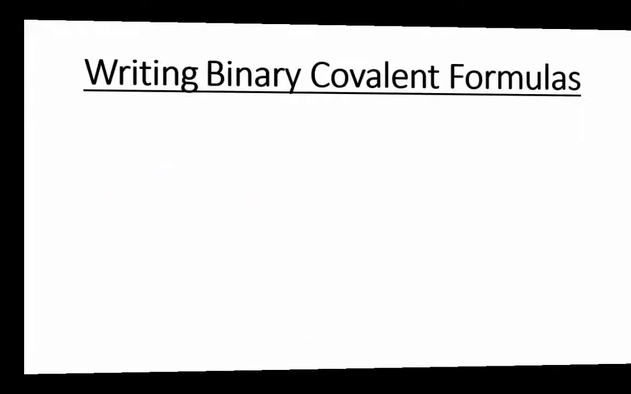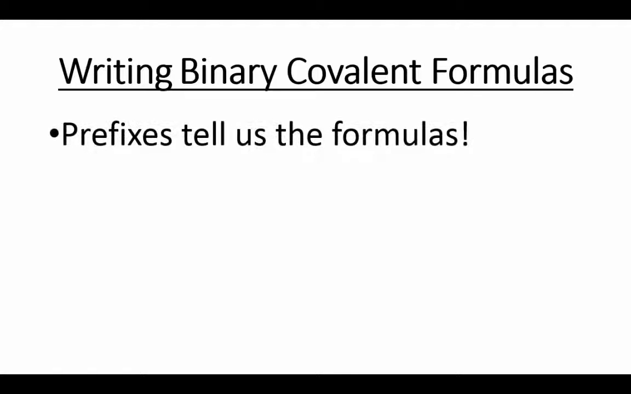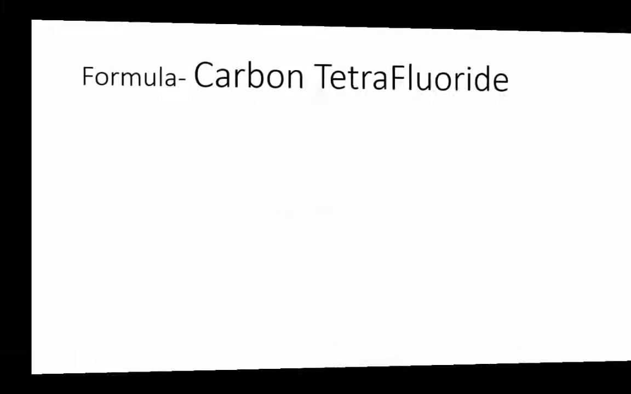All right, now let's get some practice in with writing binary covalent formulas. Here's the awesome thing. The prefixes tell us the formulas. If there's no prefixes in the name, then it's an ionic compound, and you can see the previous videos on how to write those formulas. Here we go. Let's write the formula for carbon tetrafluoride.